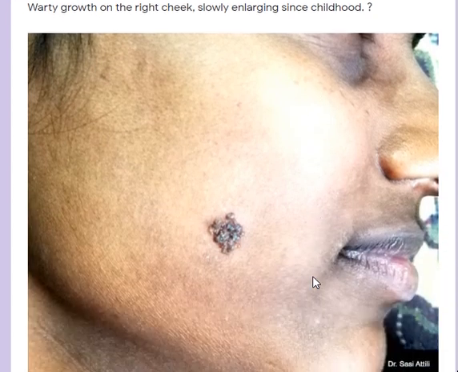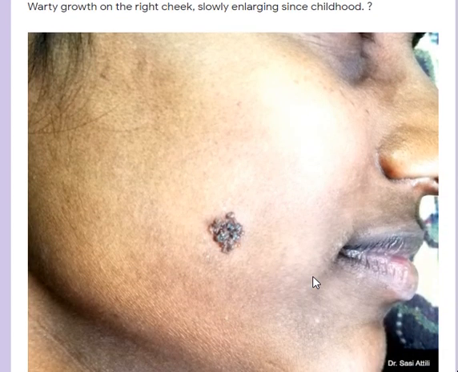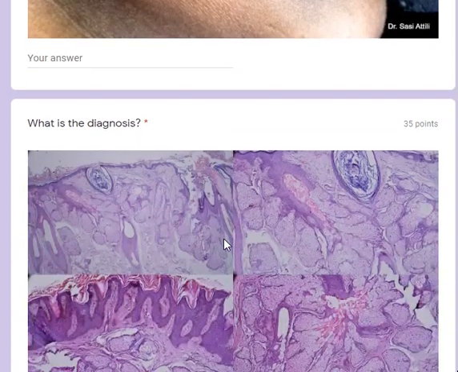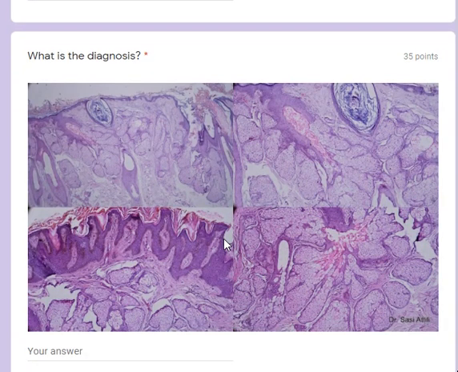So the first question is actually just a picture showing you a young female with a warty growth on the right cheek slowly enlarging since childhood. So clinically when you look at this, you think about probably an epidermal nevus, lymphangioma circumscriptum probably would cross your mind. So these probably are the two main clinical differentials you would think of. Now, what does the histology show?